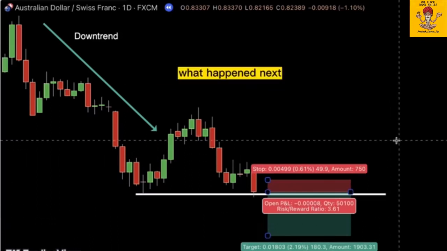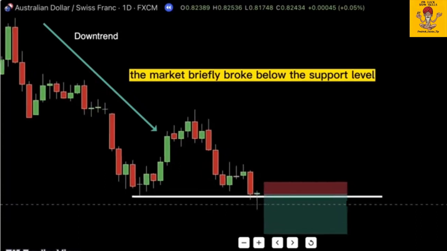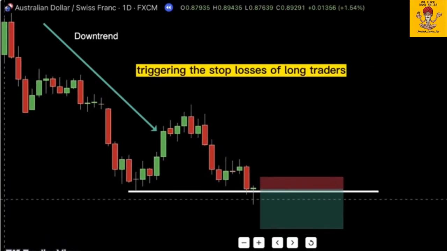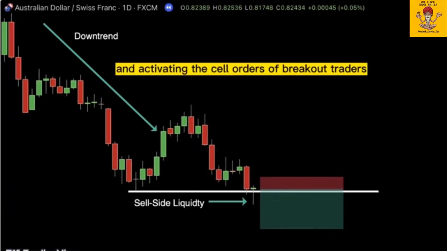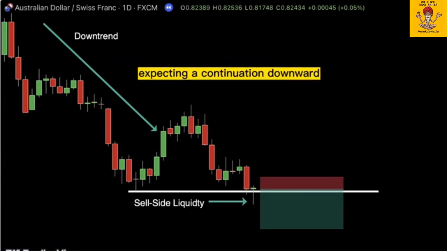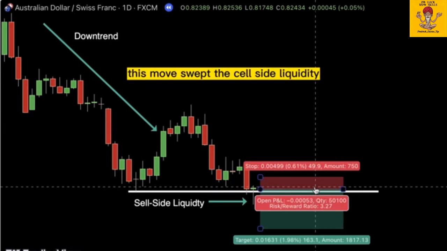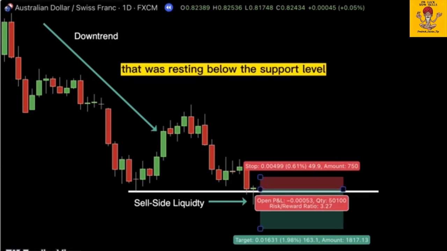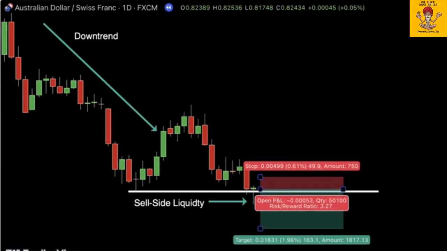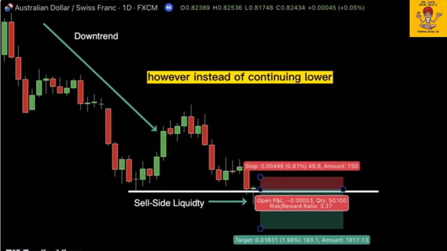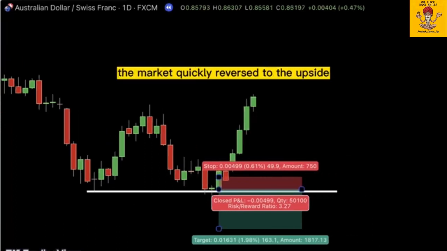What happened next? The market briefly broke below the support level, triggering the stop losses of long traders and activating the sell orders of breakout traders expecting a continuation downward. This move swept the sell-side liquidity that was resting below the support level. However, instead of continuing lower, the market quickly reversed to the upside.